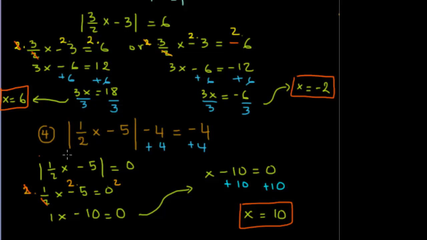So it's a new idea here. If you have an absolute value equal to 0, that means we just have one solution.